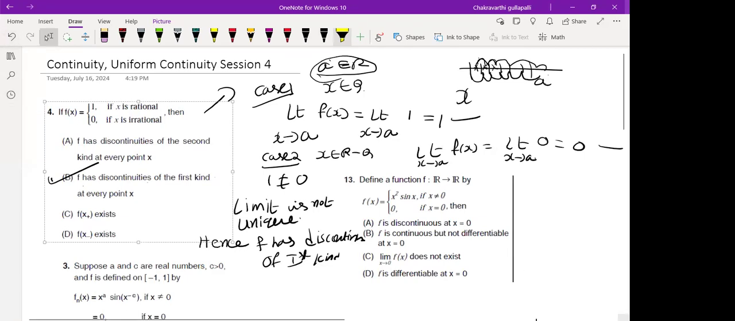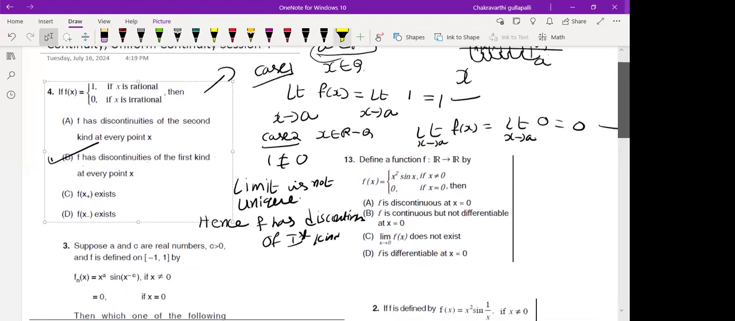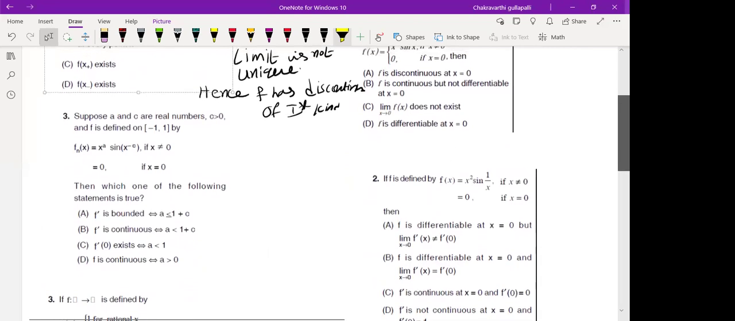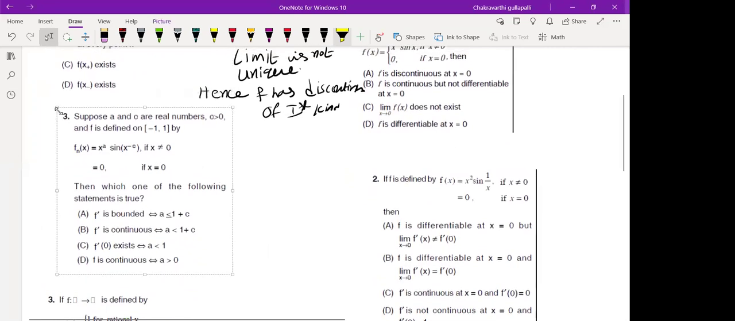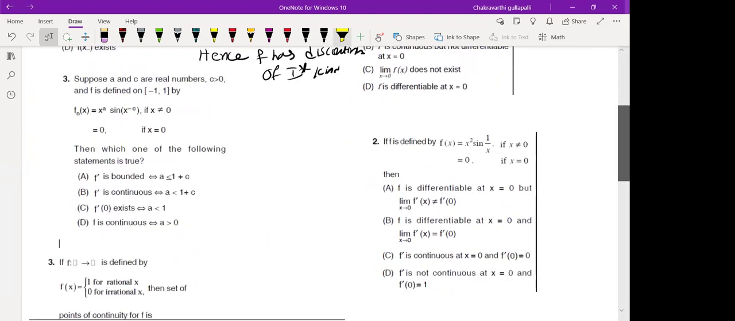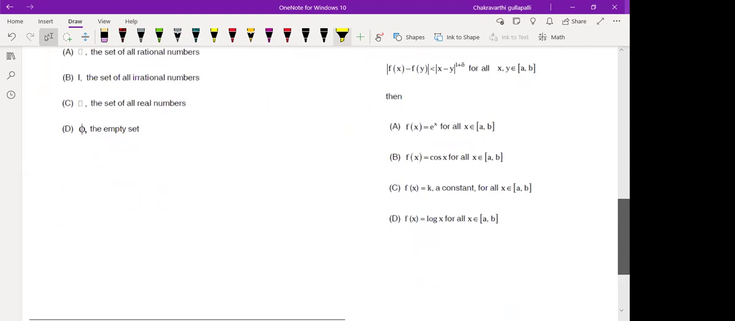Now let us see the third question. When you look at this question, this model is very important. We'll copy it here, as the place will not be sufficient. Very interesting question, repeated in many papers.